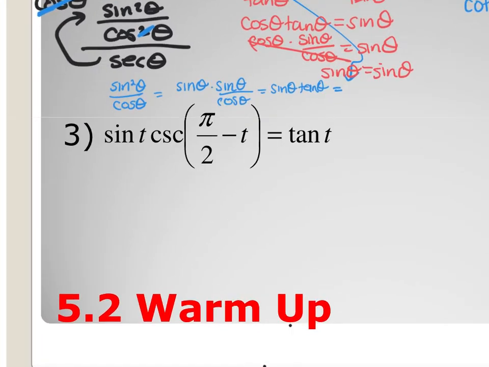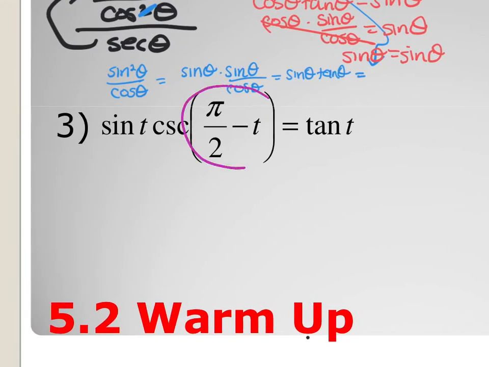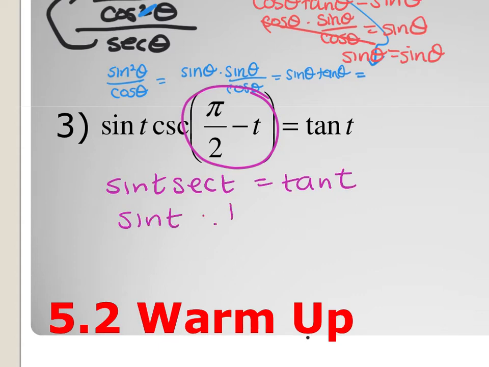All right, then 3. So this is one people tend to miss, and that's your cofunction. Remember, if it's pi over 2 minus an angle, it's a cofunction. So the cofunction for cosecant is secant. And then you can replace secant with 1 over cosine. That becomes sine over cosine, and that becomes tangent.